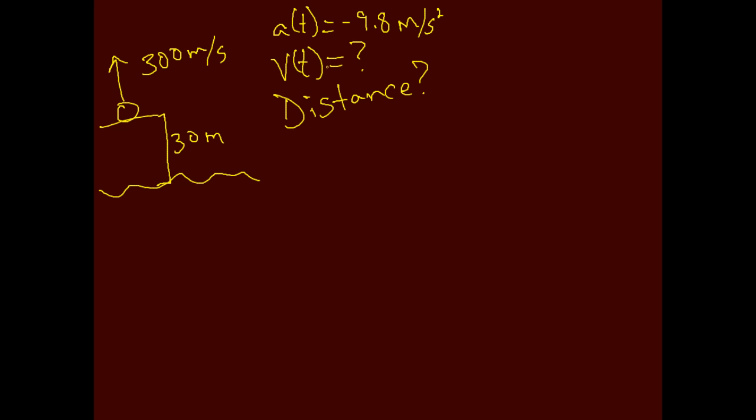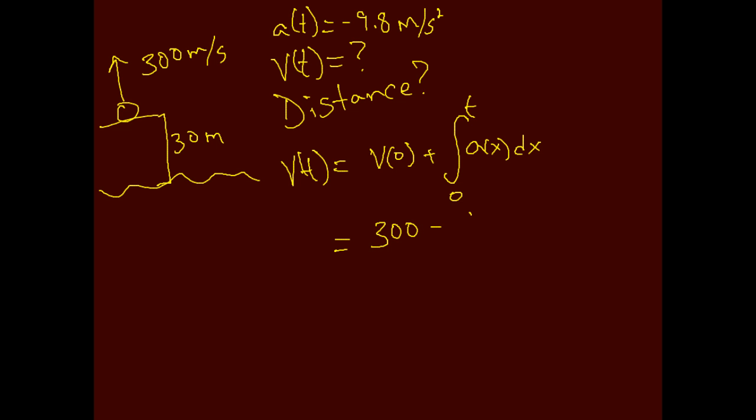So first, let's find v of t. Well, we know v of t is going to equal the initial velocity plus the integral of our acceleration function. And remember, we're going to put in a dummy variable here from 0 to t. It just so happens that our acceleration is constant, so this is going to equal our initial velocity of 300 minus 9.8 meters per second squared. If we integrate that, we're just going to get 9.8x, and we're going to integrate that from 0 to t, and so really we get 300 minus 9.8t. So that is our velocity function.